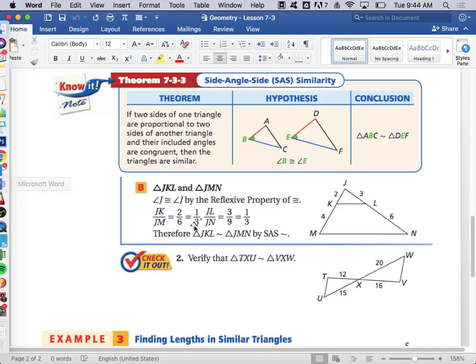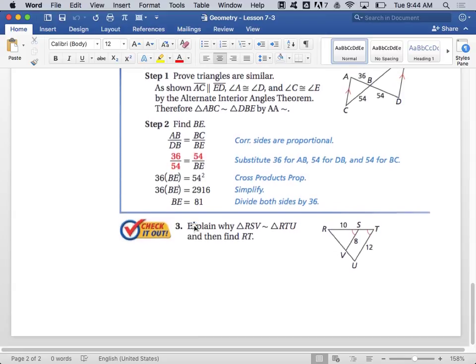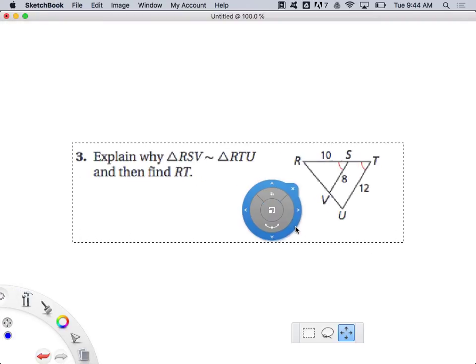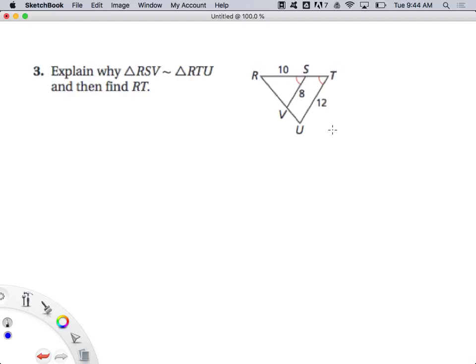So that's the next example. Okay, now we get into finding lengths. Okay, so finding lengths. Here's a good example. Let's take a look.